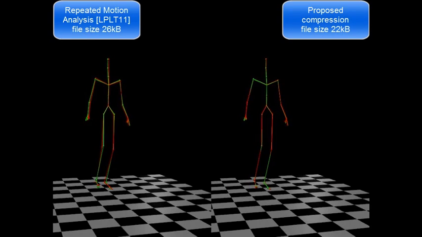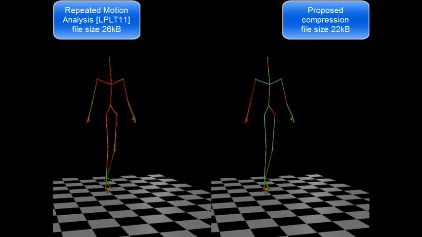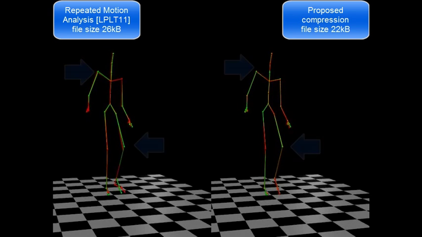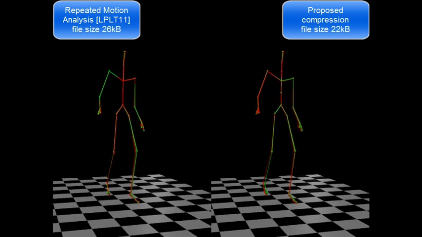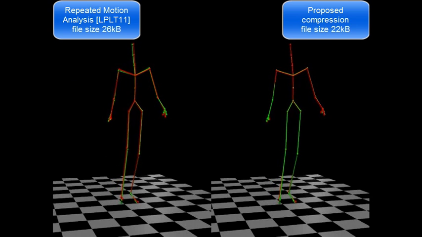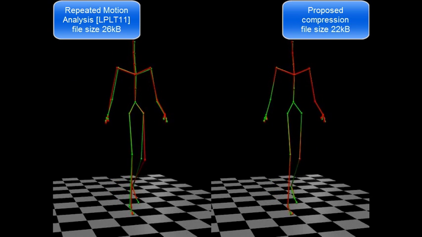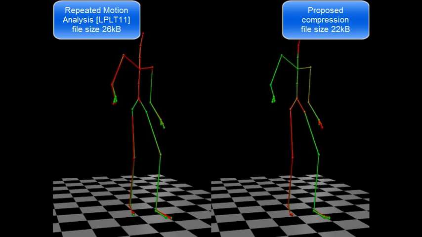Our proposed approach is easy to implement and fast to execute. Together with the proposed pre-multiplication, we are able to reduce the required data rates by about 50%, while introducing the same amount of distortion compared with the state-of-the-art methods such as the repeated motion analysis.